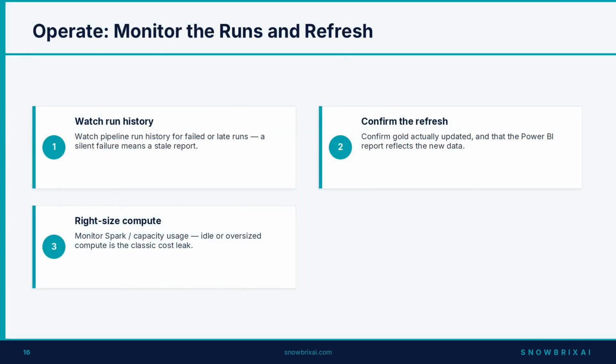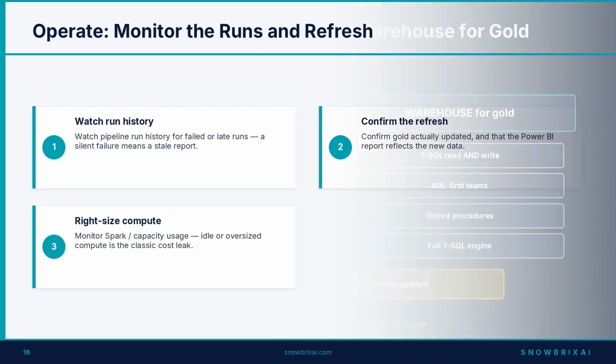Building it is half the job. Operating it is the other half. Watch your pipeline run history for failed or late runs. Because a silent failure means a stale report, and a stale report quietly loses trust. Confirm that gold actually updated and that the Power BI report reflects the new data. Close the loop every run and watch the money. Right-size and monitor your Spark and capacity usage. Idle or oversized compute is the classic cost leak. A good engineer ships it, a great one watches it.